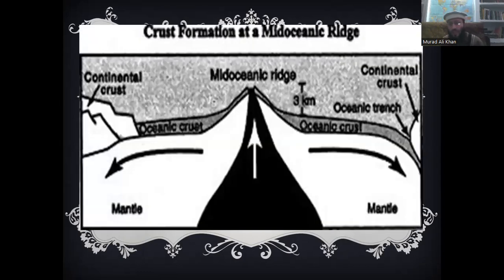In this picture, you can understand the formation of this mid-Atlantic ridge. From here and from here, the crust is moving in different directions. Now, where the crust is moving, the magma from this area is coming out, and when the crust moves in opposite directions, new crust is constantly being formed in this area.